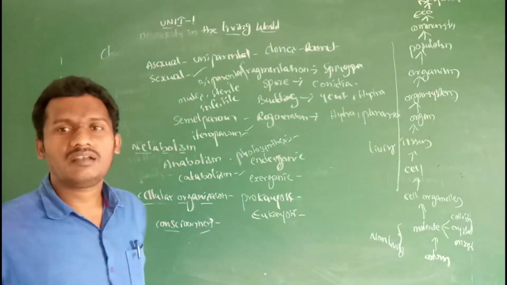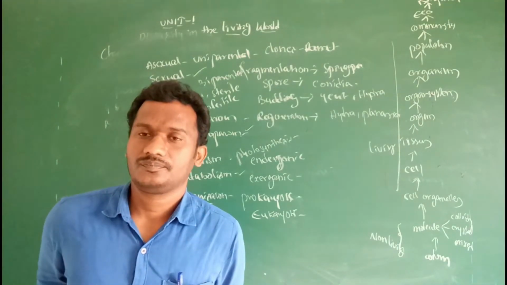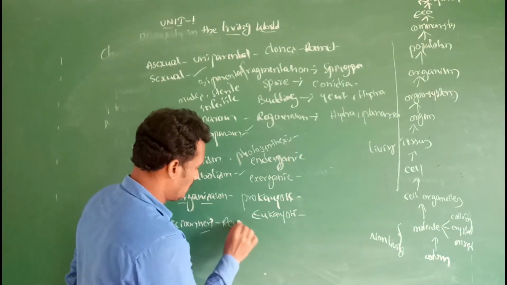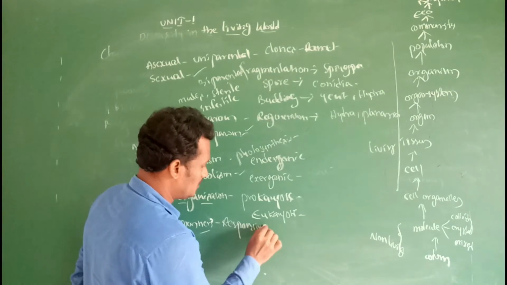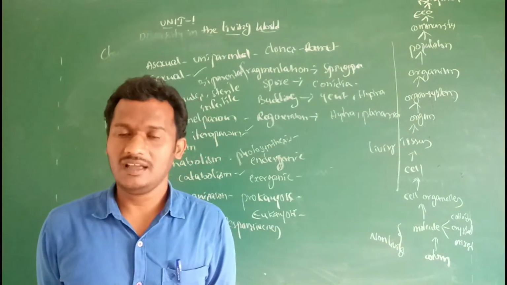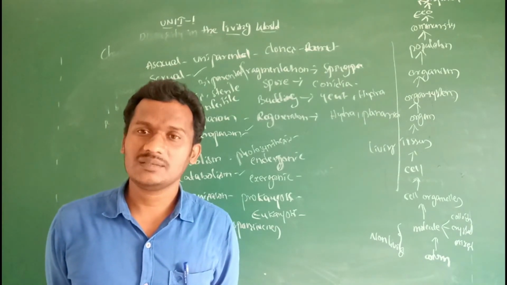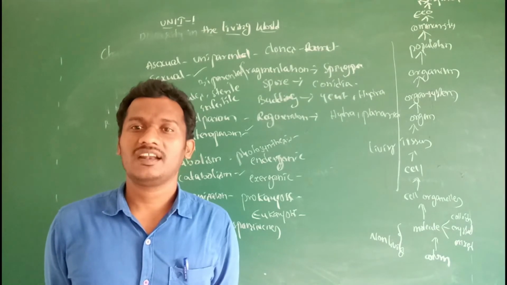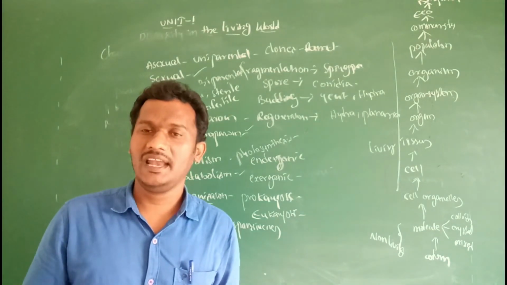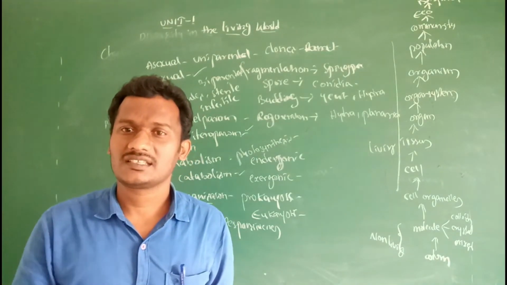Consciousness, irritability, responsiveness. So consciousness, responsiveness or irritability. All organisms have the ability to respond to their surrounding environment.